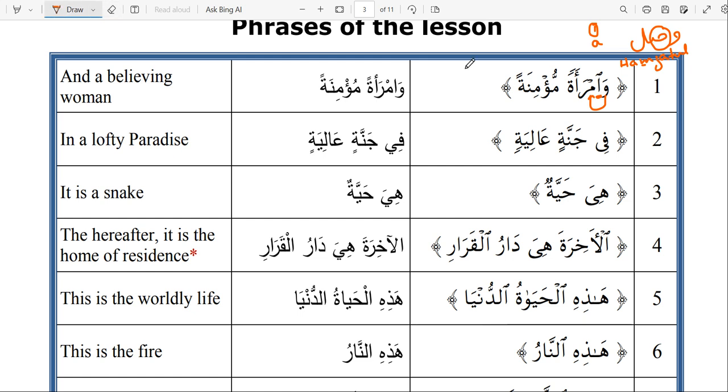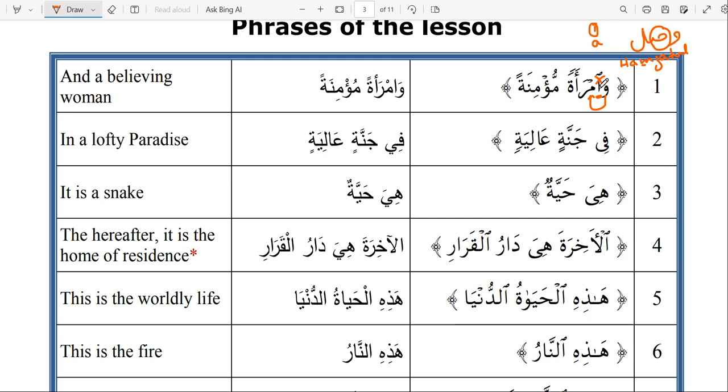As you can see, wamra'atan mu'minatan. So that is what the hamzatul wasl tells us: to continue the sound directly to the other letter. The moment you see there is a hamzatul wasl between letters or between words, you need to omit the hamzatul wasl.